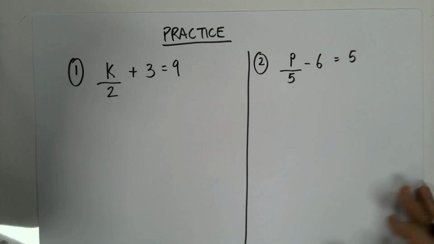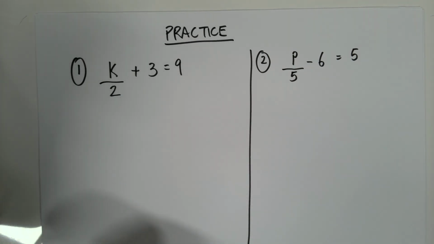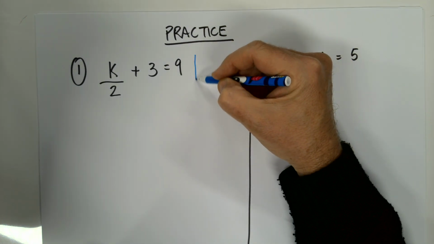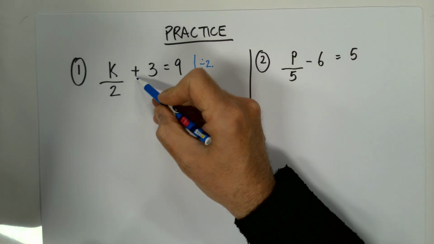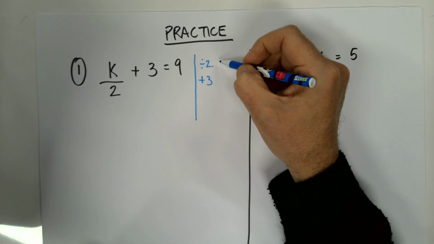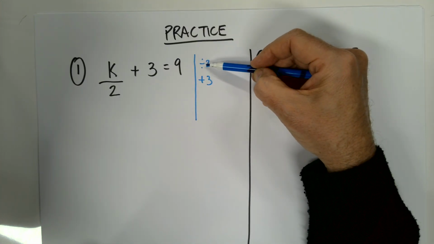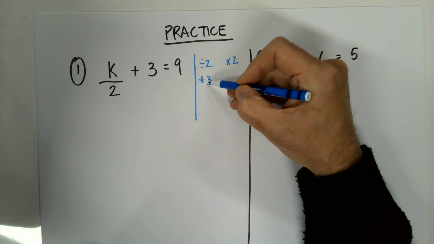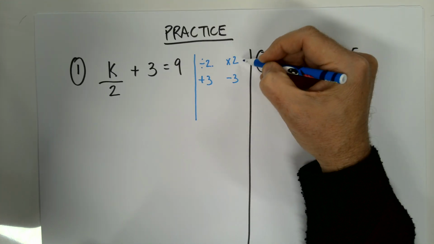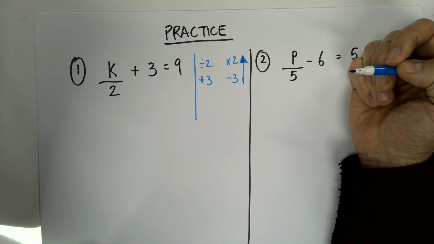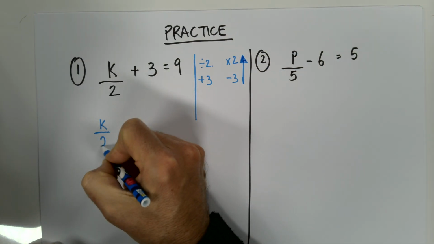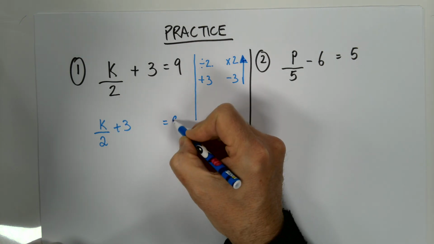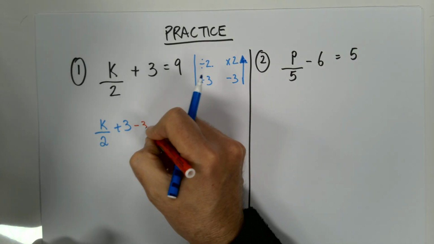All right, let's have a go. So, what's my game plan? So over here, first thing that happens to k is it divides by 2, and then I add 3. All right, so let's put that in reverse. The opposite of dividing by 2 is to multiply by 2. The opposite of adding 3 is to subtract 3. That's my game plan. Okay, so let's do it. I'll keep with the blue, I think. So I've got k over 2 plus 3, 9, and I'm going to go minus 3, minus 3.